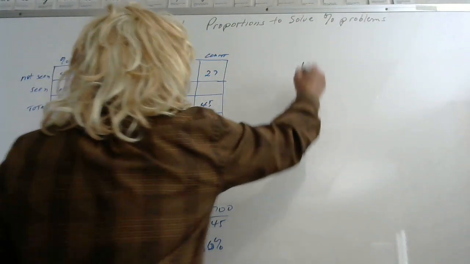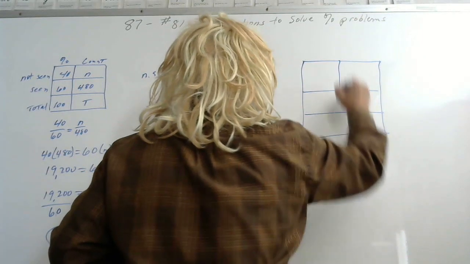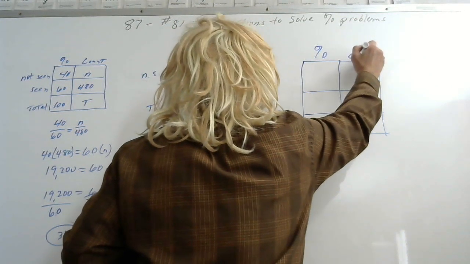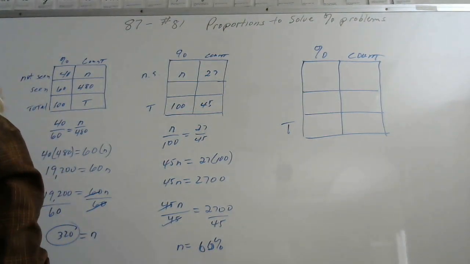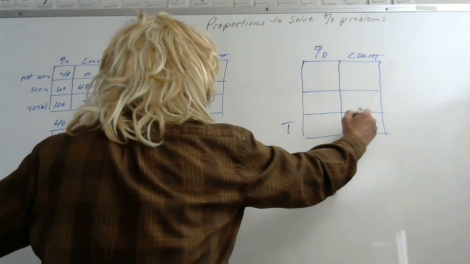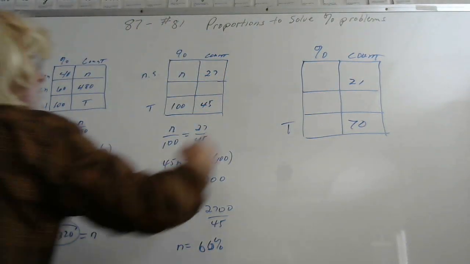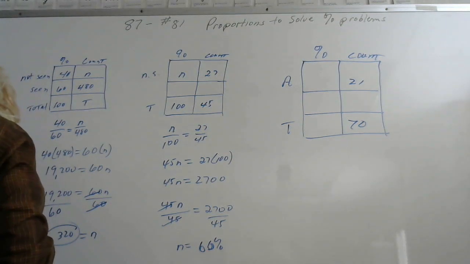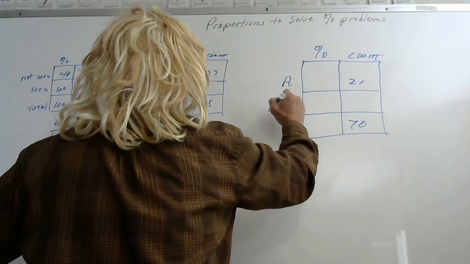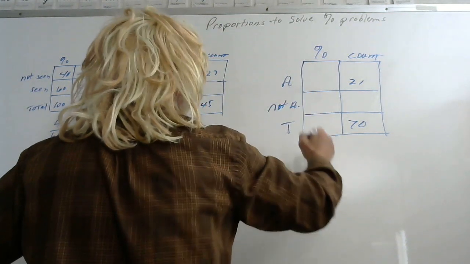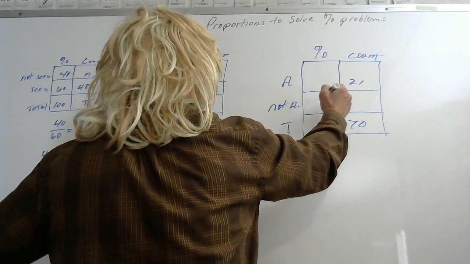Okay, so now I'm going to do number 1. So first I'm going to draw my box. Got percentage, count, total. Okay, so it says 21 of the 70 acres, so there's my total. 21 of the 70 acres is planted in alfalfa. What percent of the acres were not planted in alfalfa? Not alfalfa. Okay, they want to know what percentage were not.